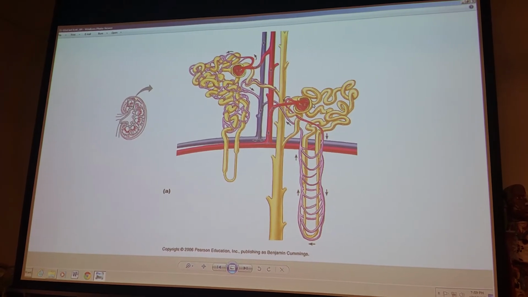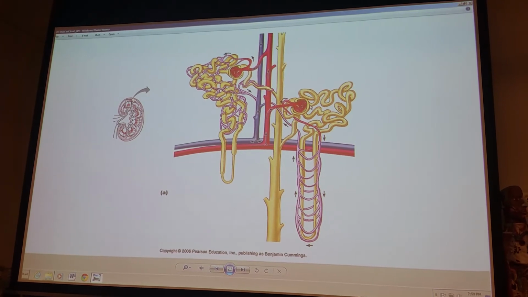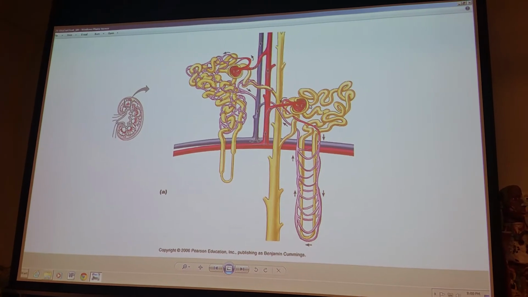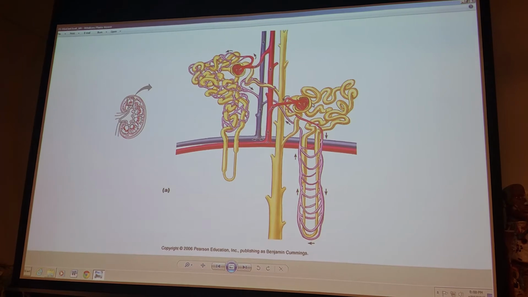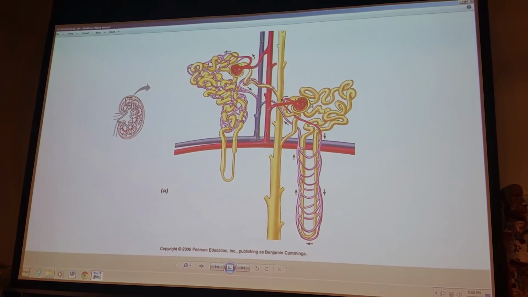Proximal convoluted tubule. On this exam, you're going to write that out. Proximal convoluted tubule. No PCT, or no points for you.